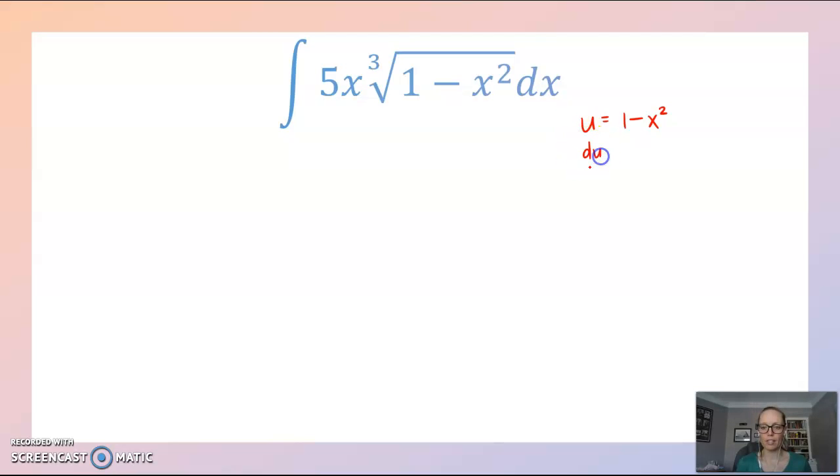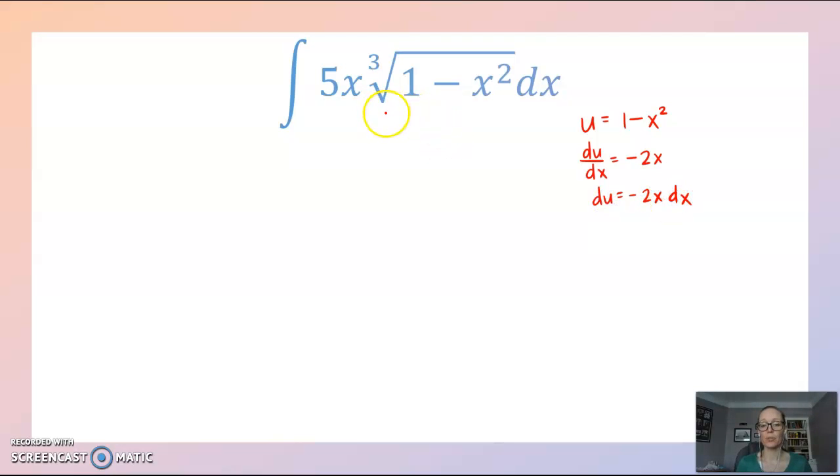And so I'm going to use my notation of du dx, which says that I'm deriving u in terms of x. And I end up with negative 2x dx. Oh, sorry, negative 2x. Hang on. That dx gets moved to the other side. I'm getting ahead of myself here. So du is equal to negative 2x dx.